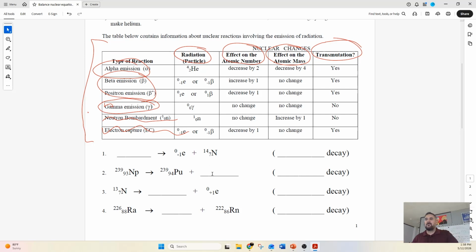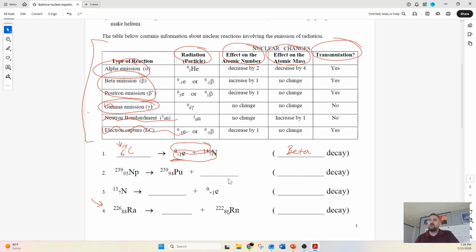So let's take a look at number one together. What type of decay is this? Beta, good. Why is it beta? Because it's got an electron. So over here, what is the mass number going to be at the top? What goes here? 14. And then what's 7 minus 1? And then what element is this? Carbon. Good. That's it.